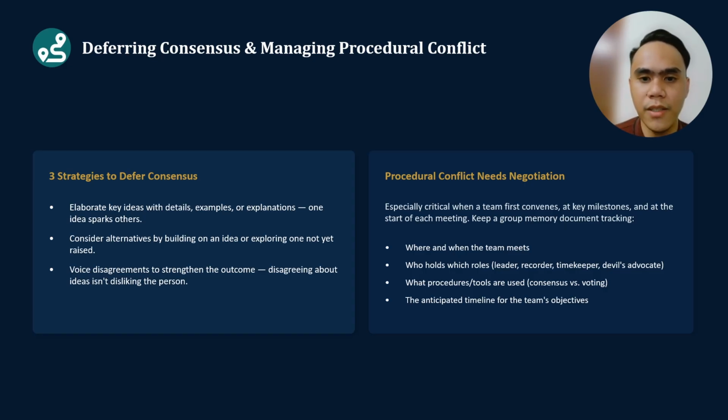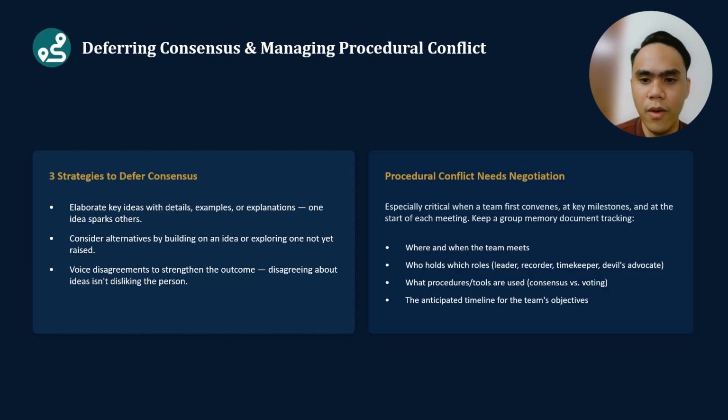Second is to consider alternatives by adding to an idea or exploring one that hasn't been considered yet. One team member might add details to help another explain a suggestion or restate an idea so everyone understands it in the same way. Third is to voice disagreements openly to strengthen the product or process. And here's an important reframe to remember: disagreeing does not mean you dislike someone. In fact, disagreeing about ideas can mean you're sufficiently engaged to notice both strengths and weaknesses in what's being proposed.